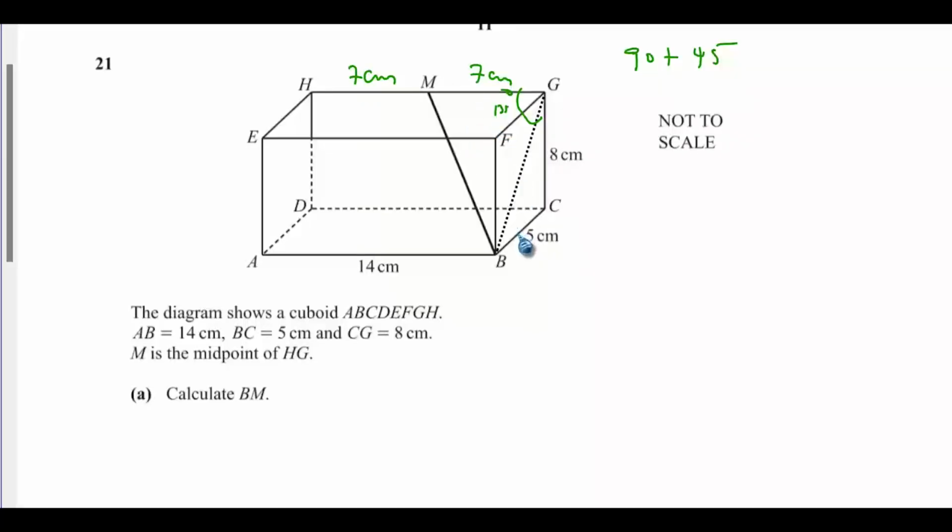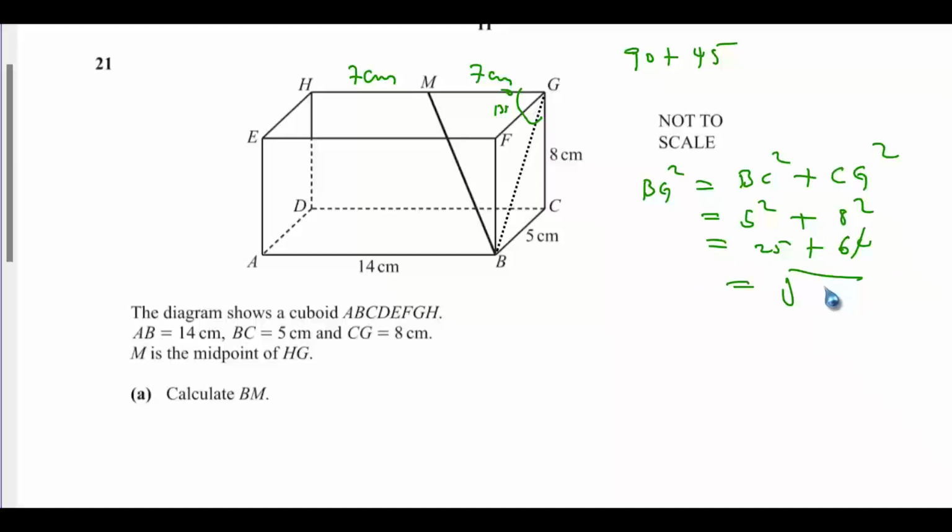Okay, so let's start with BG. We know that BG squared is equals to BC squared plus CG squared. That's Pythagoras theorem. So this will be equals to 5 squared add 8 squared, and this will give us 25 add 64, which gives square root of 89, and that will be equals to 9.4 centimeters. So that will be the value of BG.